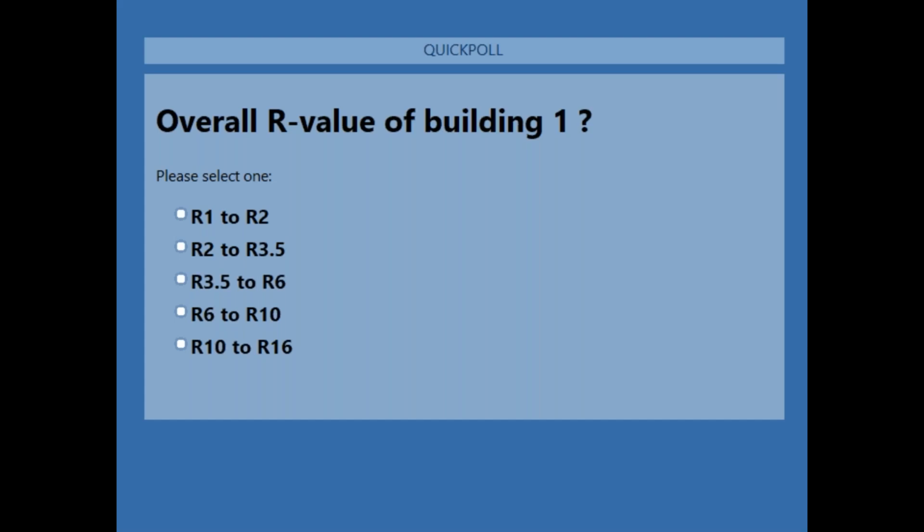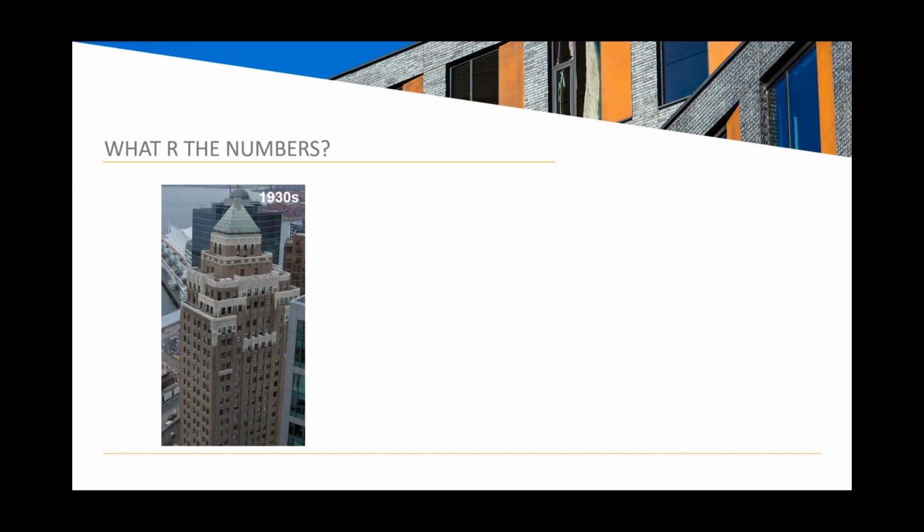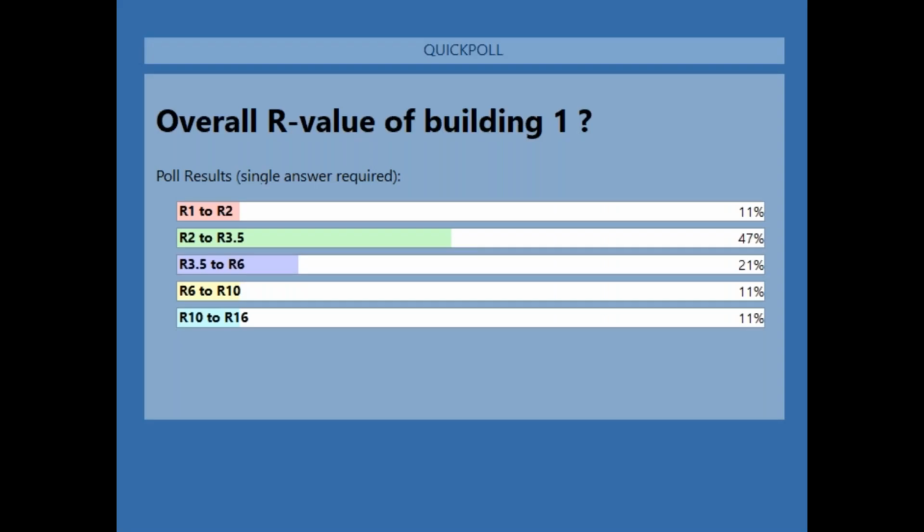And so now I'm going to close this poll and I'm going to share the results here. So most folks think that the building's R value is R2 to R3.5, but we had selections through the full range. So some in R1 to R2 and some R10 to R16, so all the way through.